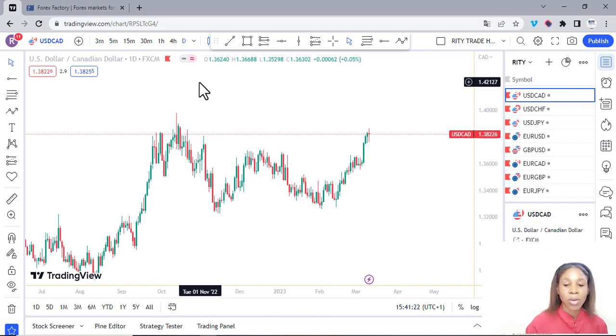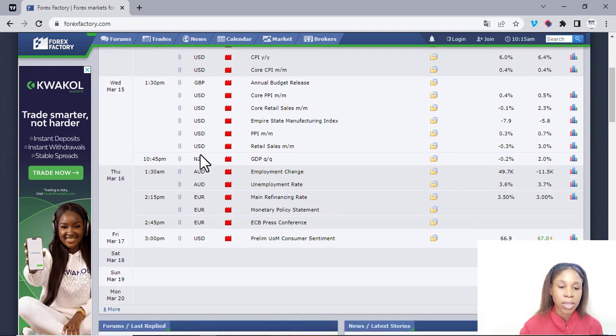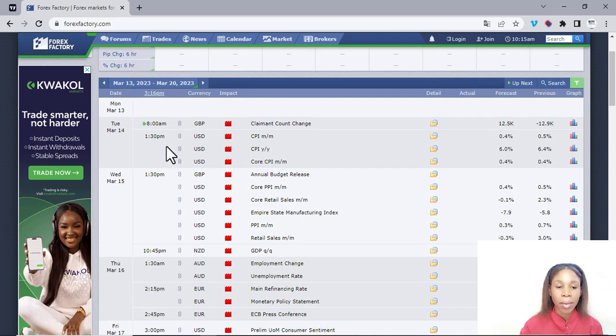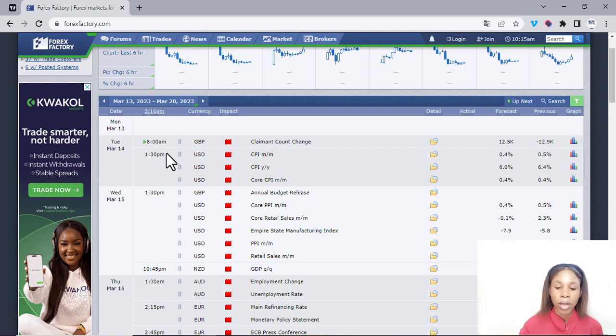Firstly, let's take a look at the fundamental analysis, okay? Let's see what we have here on the Forex Factory. As we can see here, these are the list of high impact news for the week. I already have them filtered, okay? For tomorrow being Monday, there will be no news here. So these are the high impact news for the week. This will keep me in check in my trading decisions.